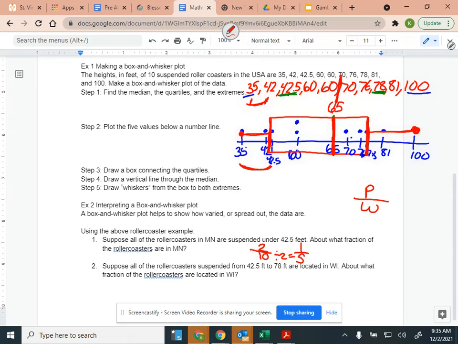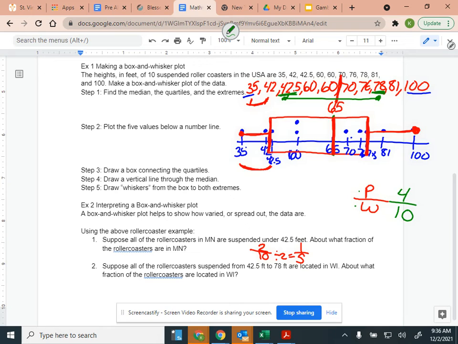Our second question says, suppose all of the roller coasters suspended from 42.5 to 78 feet are located in Wisconsin. About what fraction of the roller coasters are located in Wisconsin? So thinking about what we know about our part and our whole, what fraction are located in Wisconsin? Will? 4/10. So Will is thinking 4/10.